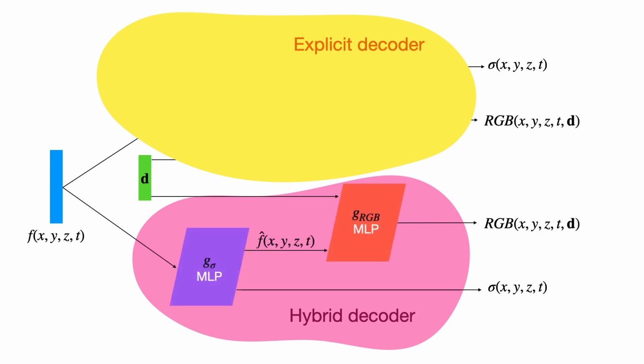Our hybrid decoder uses 2 lightweight MLPs, one in purple that maps features f into density sigma and auxiliary features f hat, and another in red that maps these auxiliary features and the view direction d into RGB color.